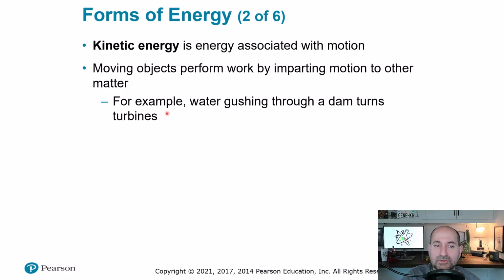So for example, water gushing through a dam can turn turbines. You see, that's the kinetic motion of water turning turbines, which can be used to produce, let's say, electricity. Isn't that interesting? So kinetic energy is the energy associated with motion.